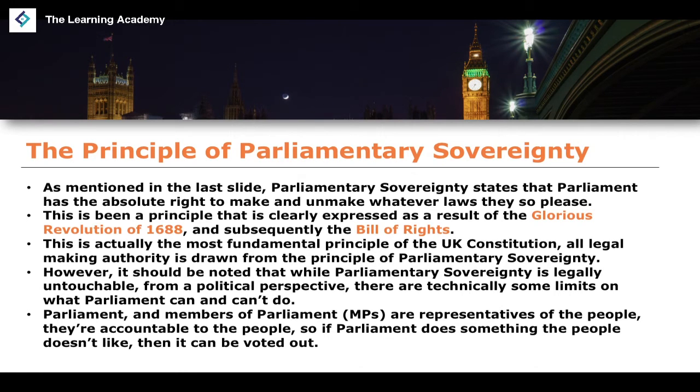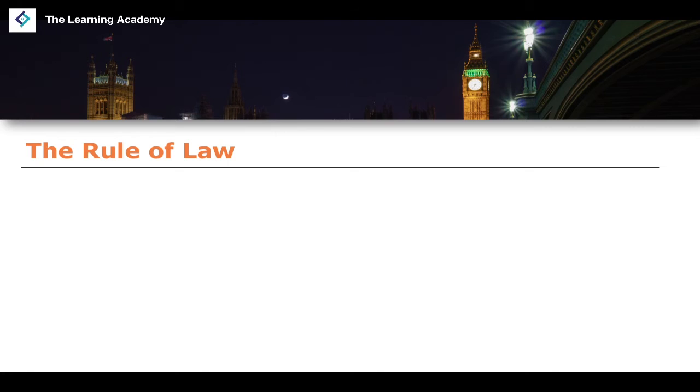And this is what A.V. Dicey described as a distinction between legal sovereignty and political sovereignty, because there is technically a distinction between the two. While legally they can do whatever they want within the limits of reality, from a political perspective they are technically limited by the fact that they are representing the people and represent their constituents.